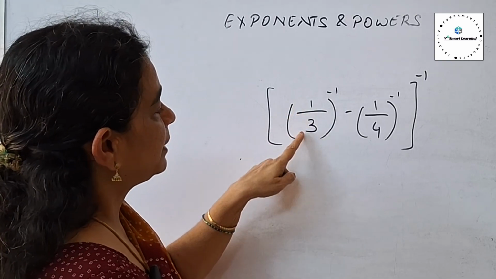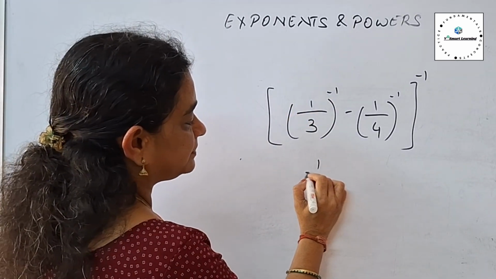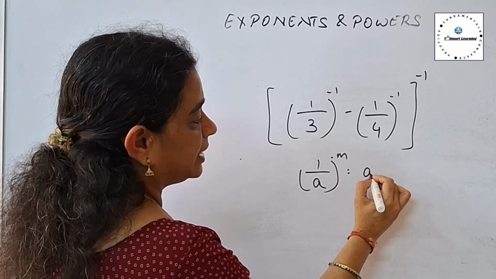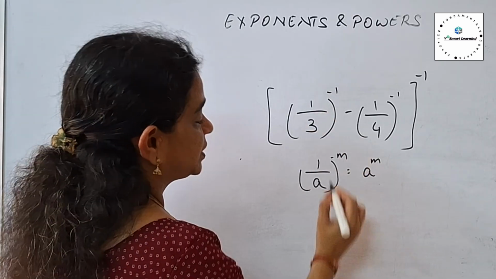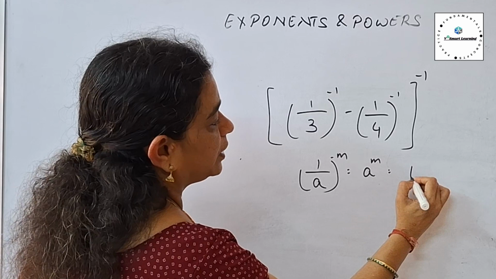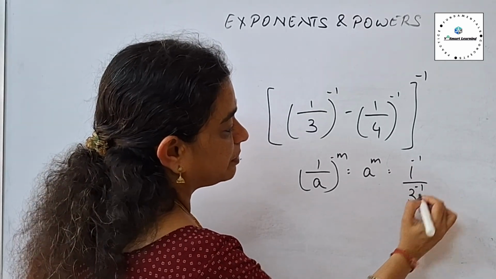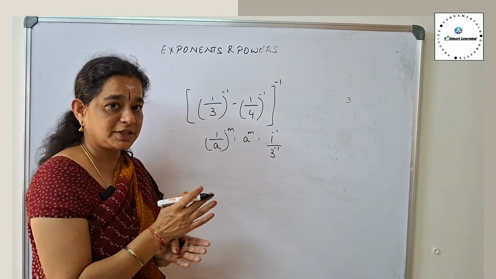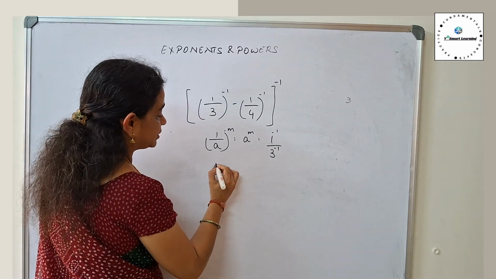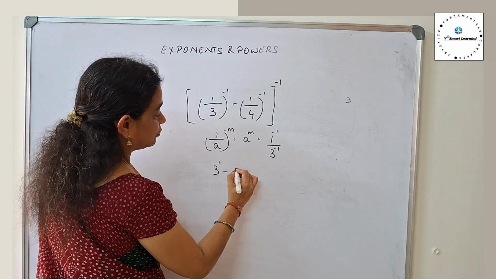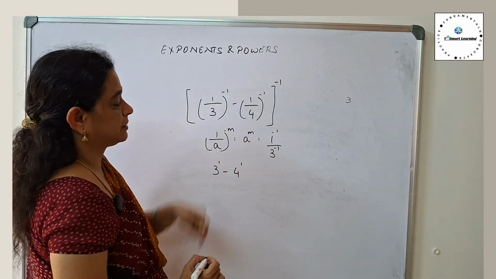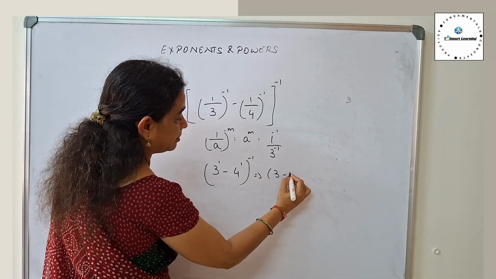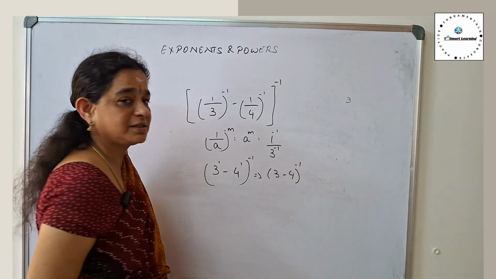We see that (1/3) to the power of minus m. We know that (1/a) to the power of minus m is nothing but a to the power m, correct? So this is nothing but 1 to the power of minus 1 by 3 to the power of minus 1. So this will actually invert. The numerator and denominator will reverse with the positive sign. So this will become 3 to the power 1 minus 4 to the power of 1. Same thing here, whole to the power of minus 1. So here what do you get? (3 minus 4) to the power of minus 1.